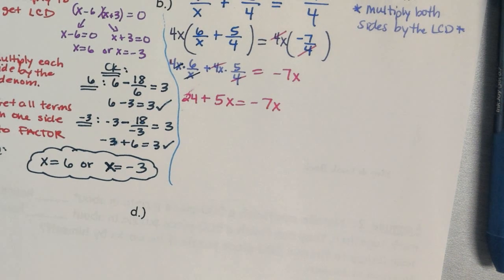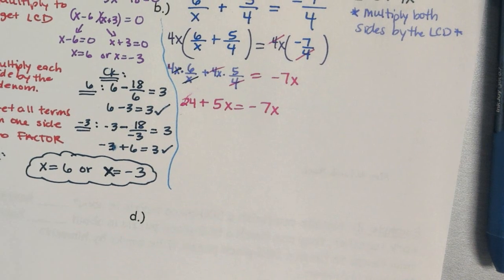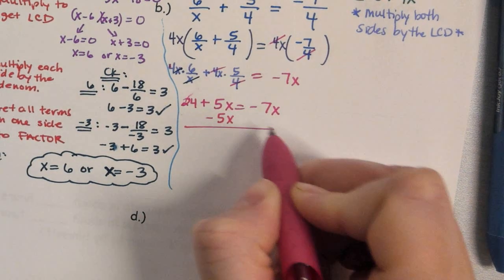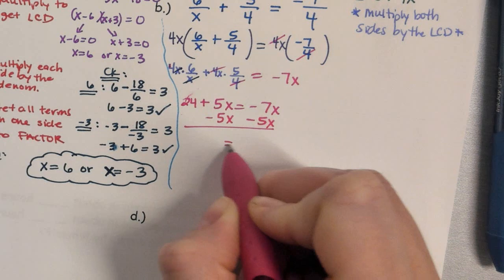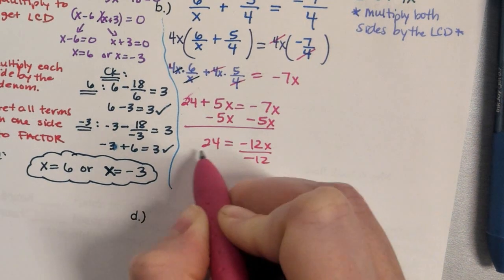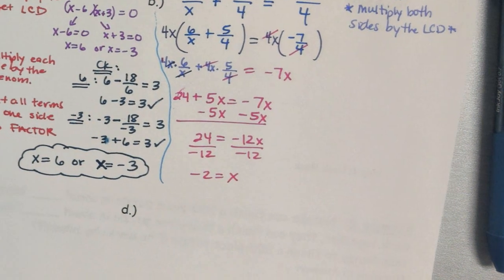Now this is different than the one we did before. See how we don't have an x squared? So we don't have to move them all to one side. We just have to get all the x's on one side, all the numbers on the other. That's how we already solved it. So we're going to subtract 5x from both sides. Okay, and then we are going to check it.